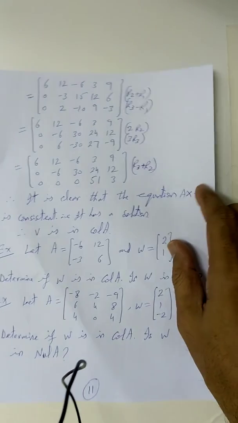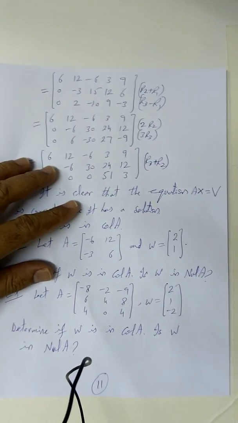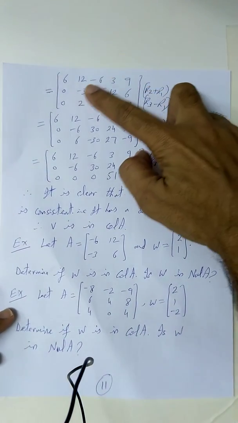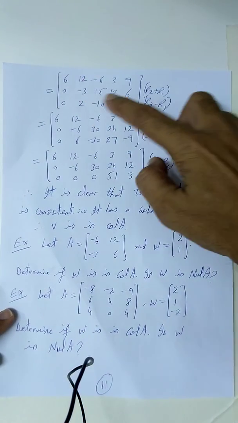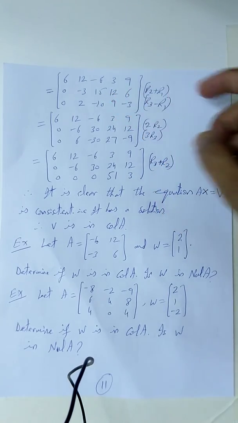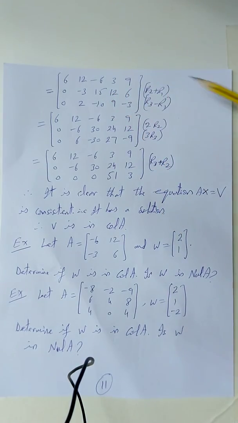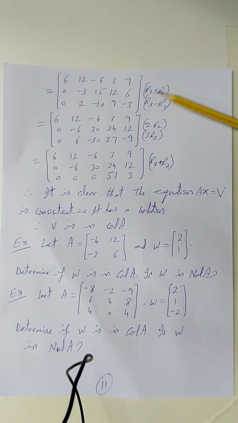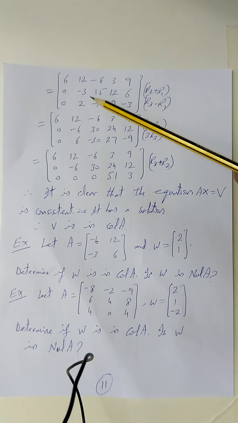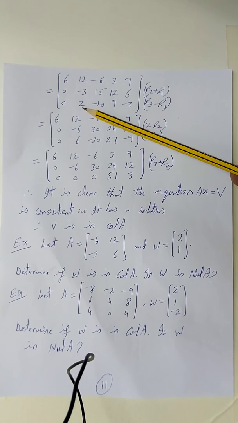So now you can see if row 2 plus row 1, we get 0. Row 3 minus row 1, we get also 0 here. So we get here minus 3, minus 15, minus 3, 15, 12, 6. And you know how we get this. Now you can see here is minus 3, here is 2. And we want to make these both the same, and we want to make this 0.